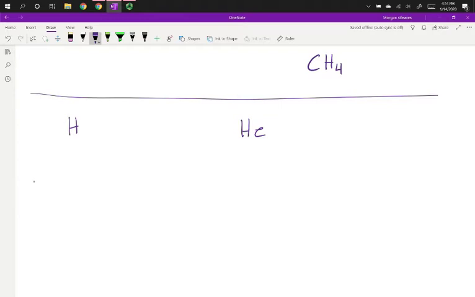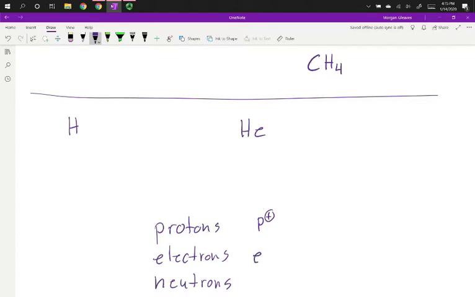Those particles are protons, electrons, and neutrons. Protons get the symbol P with a plus, electrons get the symbol E with a minus, neutrons get the symbol N with nothing. Protons are actually positively charged, and electrons are negatively charged. Think magnets. You've got a north end and a south end. They have opposite attractions. This is what's going on with protons and electrons.